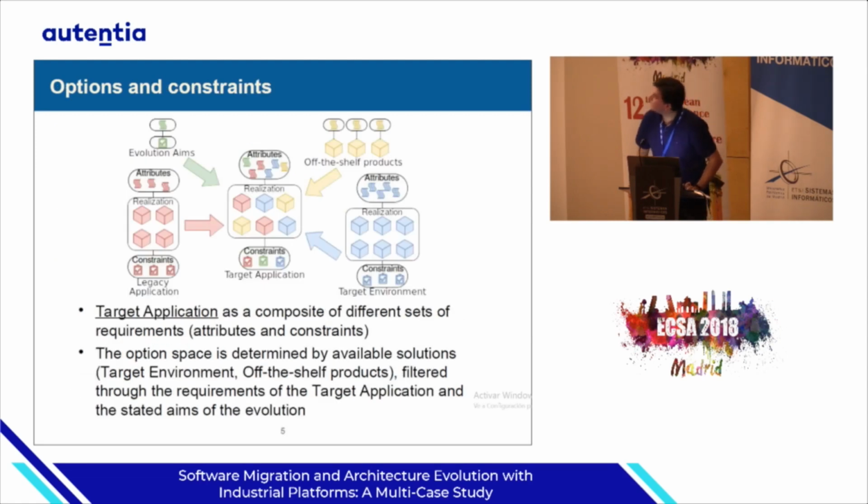This represents our view of the evolution process, namely that we start with a legacy application which has a pretty clearly defined realization, a set of attributes and a set of constraints. We formulate a number of evolution aims, and the resulting target application would ideally be a mixture of various components. Parts of the previous realization, parts of the attributes, parts of the constraints, including options that are made available through the target environment, through the new production environment that we want to migrate to, and through the possible use of off-the-shelf products.